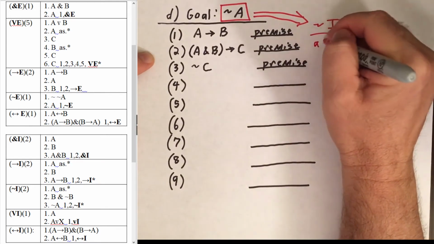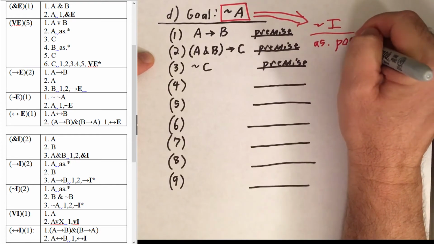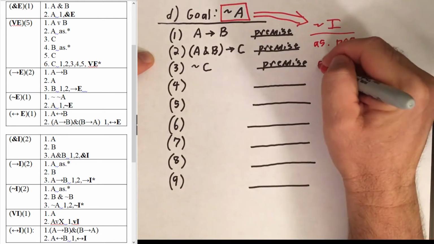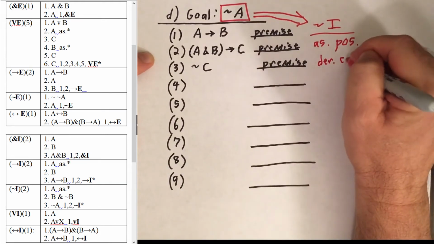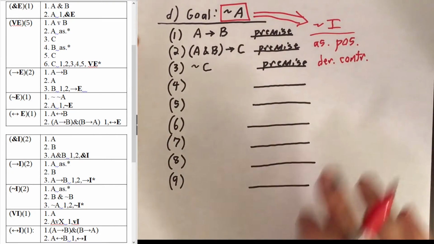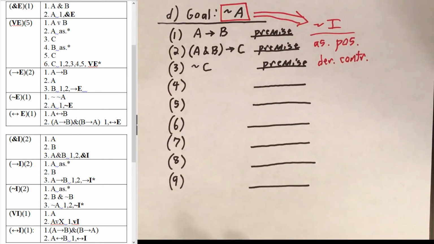What does it say to do? It says assume the positive of our goal. Good. So we can even start, but we're looking at our rules. And then we are trying to derive a contradiction. If we derive a contradiction, then we can negate our assumption. So where do we go? So we can begin the proof right away because we know our first step.